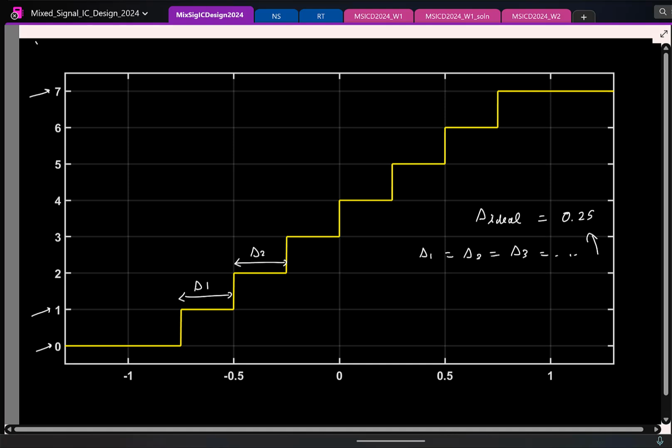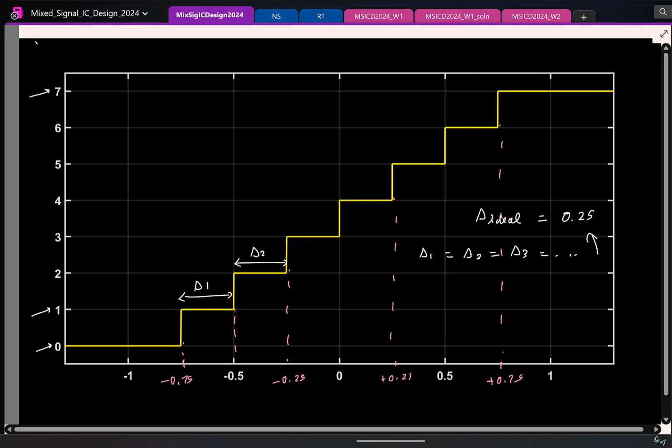Fine. And also these are called transition voltages. Again, this is -0.75. So let me just do it fully. This is +0.25. This will be +0.75. So this is the transition voltage for code 1. That is the voltage at which the characteristic jumps to code 1. This is the transition voltage for code 2, and so on.